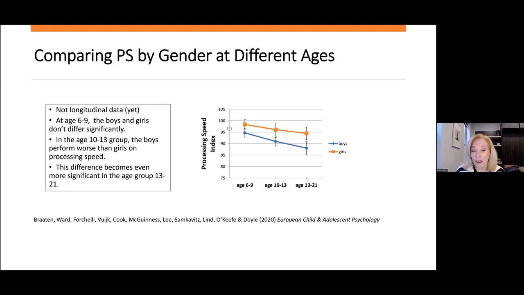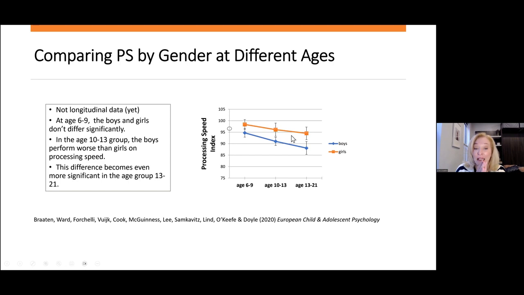This is from one of our studies. It's not a longitudinal data set. We are actually looking at that right now. I'm old enough now to look at data longitudinally in a meaningful way. But what you can see here is at age 6 and 9, here's the processing speed index. I've got boys and girls.